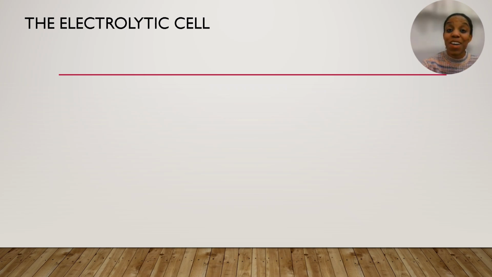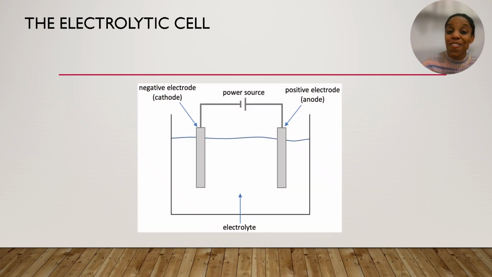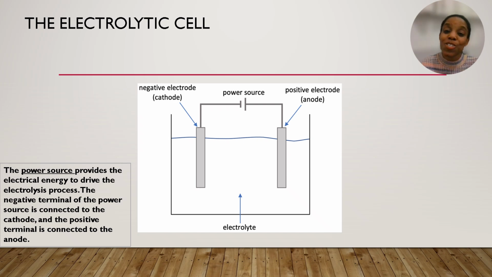Let us look at the parts of an electrolytic cell. We've mentioned the electrolyte already. We are now going to be looking at the power source and the electrodes as well. The power source provides the electrical energy for the circuit. This right here is a common power source that we use for remotes at home, and in a similar fashion it provides electrical energy for our electrolytic cell.